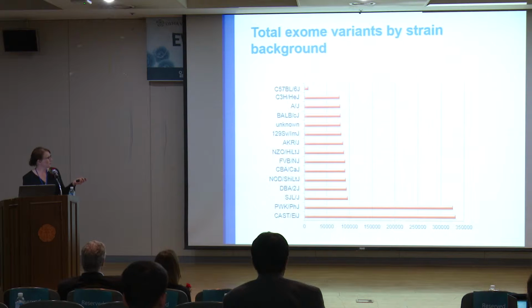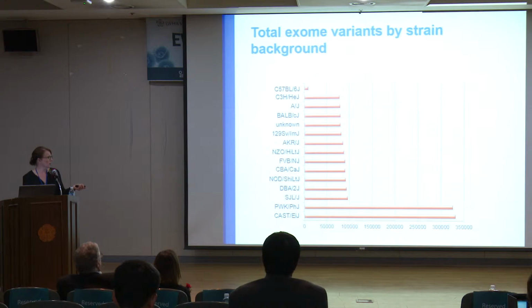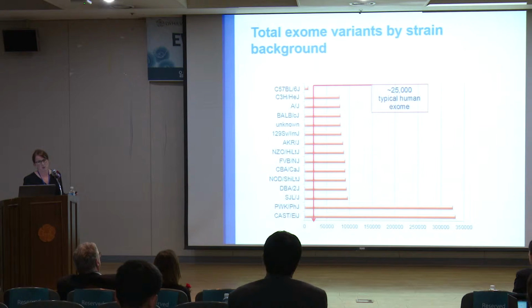But if you look at these other strains and pay particular attention to these wild-derived substrains down here, we see over 300,000 variants every time we sequence one of these exomes. And you can compare that to a typical human exome where we see around 25,000 variants.